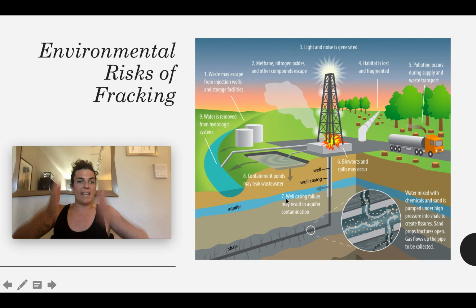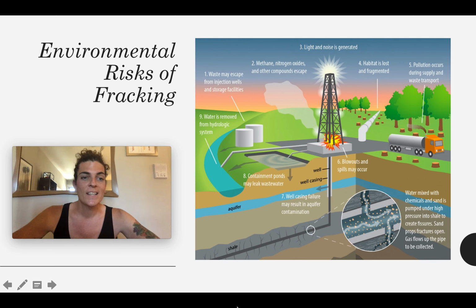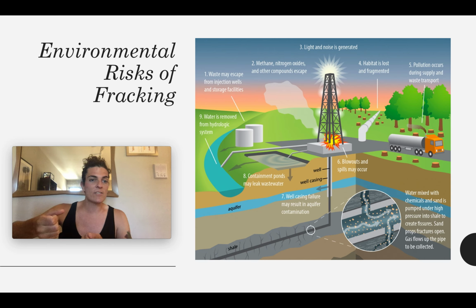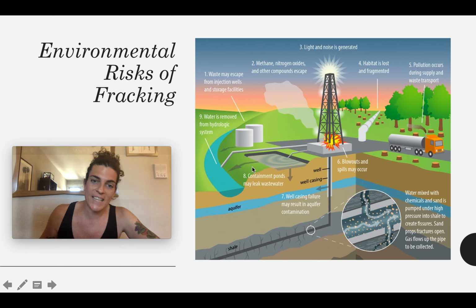The well casing itself, the stuff keeping the well together, might fail, which would result in aquifer contamination, right? That's a big problem, and you'll see in the Gasland video, in Colorado, they have some folks turn on their faucet, and the water in the faucet is on fire, presumably because there is gas in the drinking water that escaped maybe from the wells. And the containment ponds themselves might leak wastewater out through the bottom, and that could also get into the aquifer.